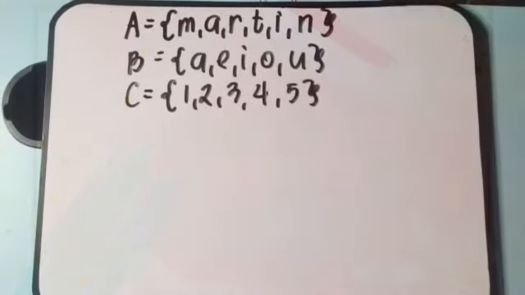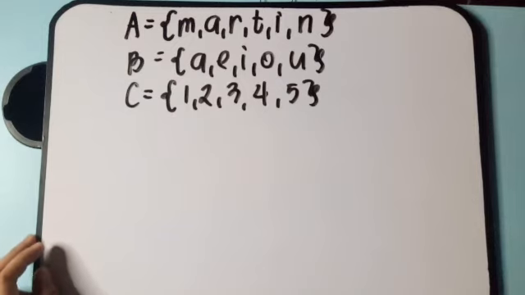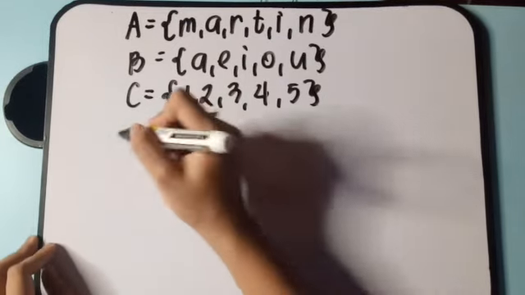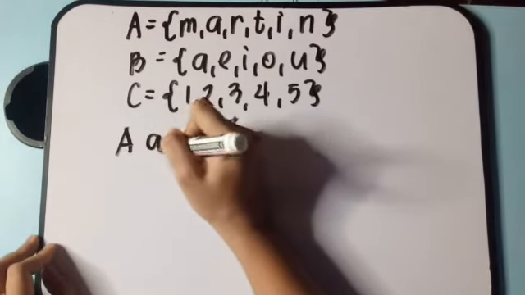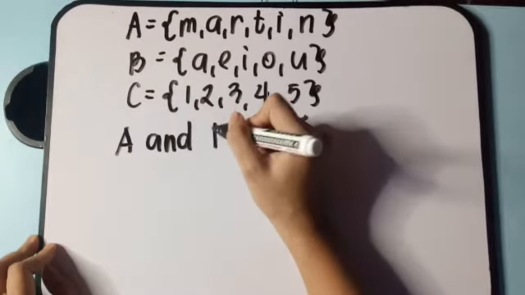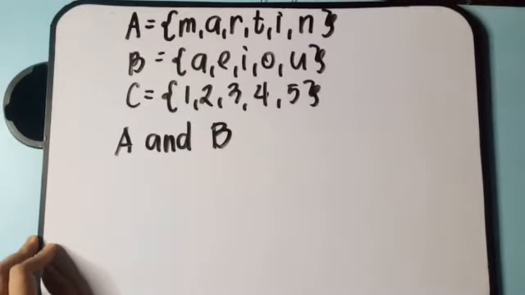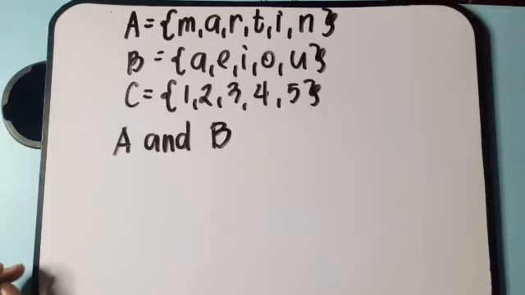Let's have an example here. We have 3 sets again, the A, B, and C. And let's see what sets here are the disjoint set and what sets here are the overlapping set. So, do you think A and B are overlapping set? Okay, if your answer is yes, then you are correct.